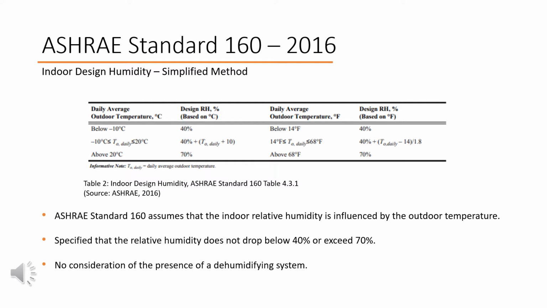So when looking at the indoor design humidity, ASHRAE Standard 160 allows for this to be determined through one of three methods: the simplified, the intermediate, and the full parametric calculation. This paper will just look at the simplified method. So the table shown here explains the formulas which should be applied, and similarly to the indoor design temperature, the indoor design humidity assumes that the humidity relates to the outdoor temperature. The critical assumptions here are that it assumes that the humidity will never drop below 40% or exceed 70%, and there is also no consideration of any presence of dehumidifying systems.